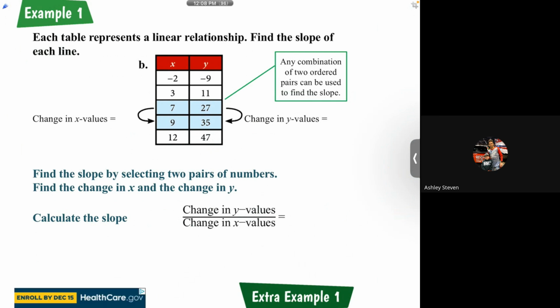So what is the difference, the change in 7 to 9? Positive 2. What is the change from 27 to 35? It's 8. So the y goes on top. 8 over 2. Would this be an acceptable answer on a test? No. This is not simplified. I'm going to simplify this down to what? 4, just 4. If you were to put 4 over 1, that would be acceptable, because you're down to the simplest form.